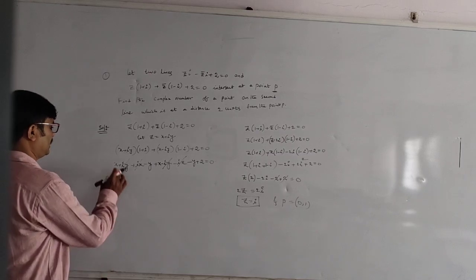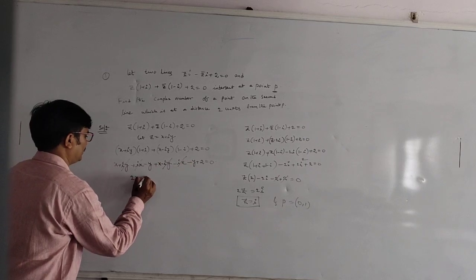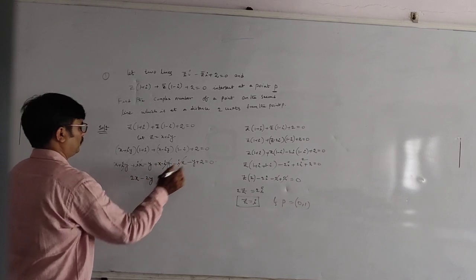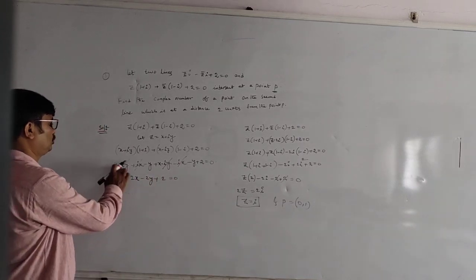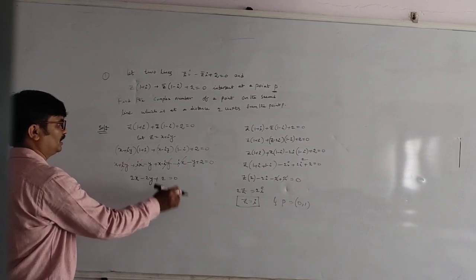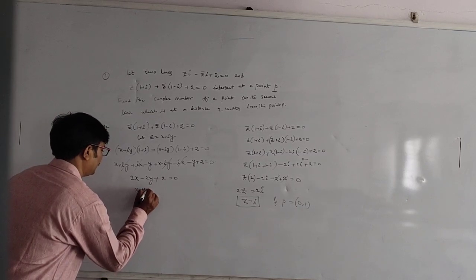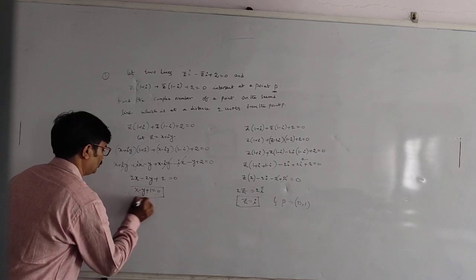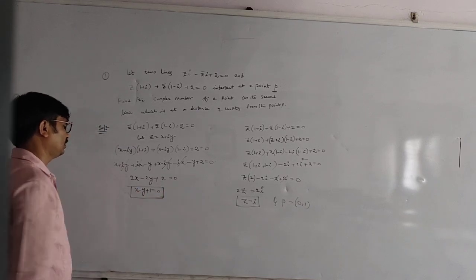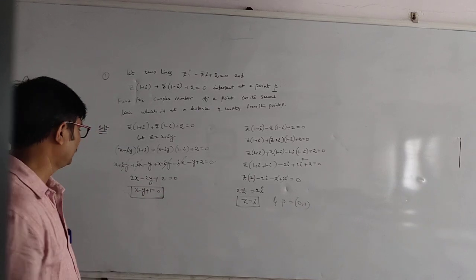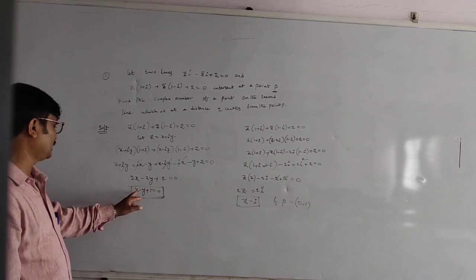Now x plus x is 2x, and minus y minus y is minus 2y. Okay students, 2x - 2y + 2 = 0. Now students, this is x - y + 1 = 0. This is the equation of the second line. Therefore, students, we got x - y + 1 = 0.